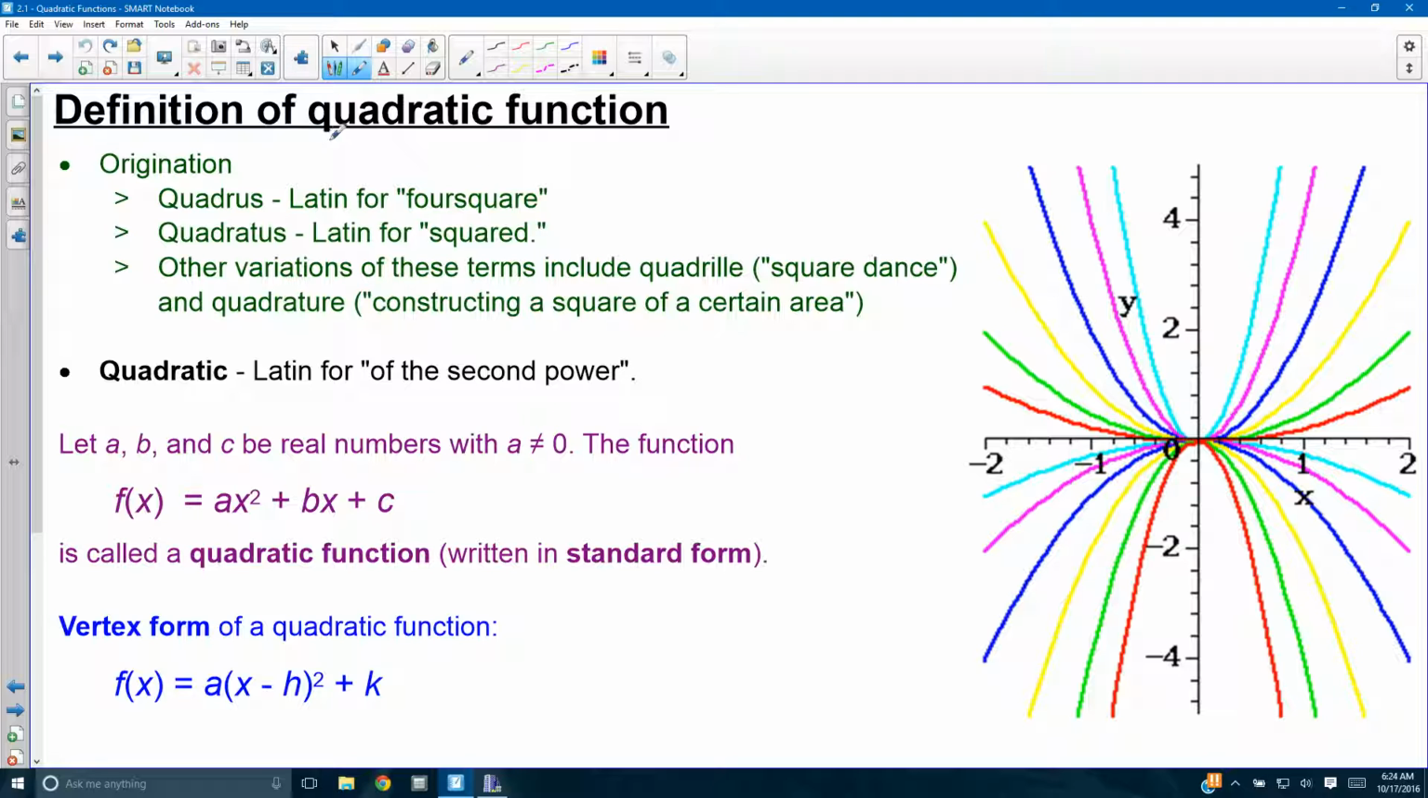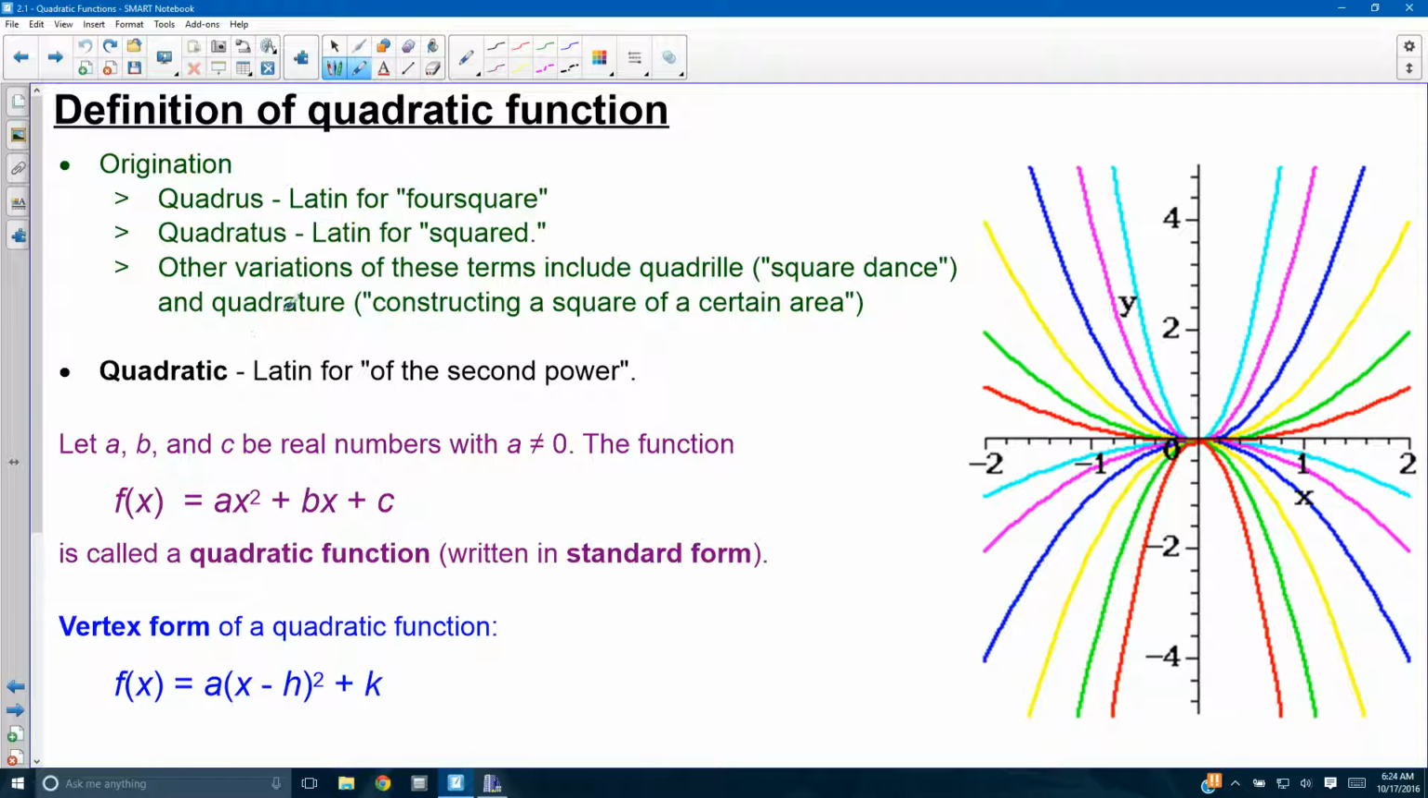Because a lot of people think of quad as 4, which there is something regarding 4 within it. The origin here, you look at the Latin word quadris, and it means foursquare. And foursquare meaning a square with 4 sides, which is kind of what a square actually is. And quadratus is Latin for squared. And there are other variations of the term, which you can look at here as well. And you can see really where it has to do with square, square, square.